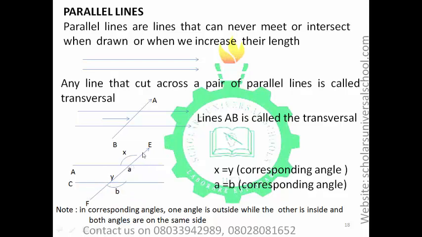Look at this line. Are you with me? Look at A and see my B. It gives me an F shape. Even if I want to make use of this, let me draw this line again and look at Y, look at X. You will see that this one also gives me an F shape. So your corresponding angle is an F angle.